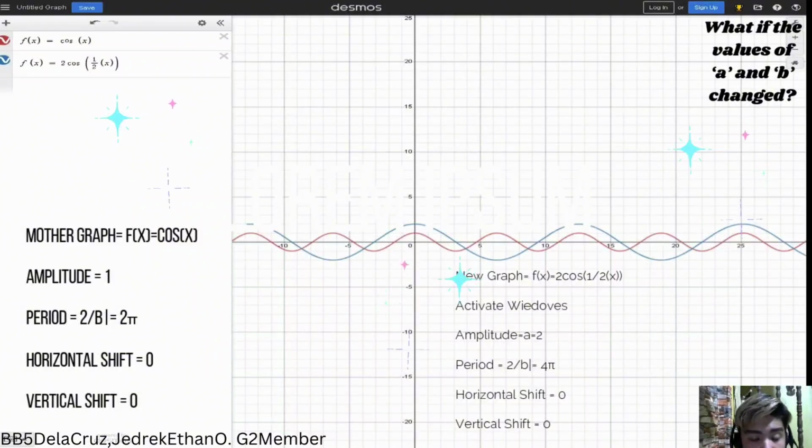Next, in finding the vertical shift, I believe that there is no vertical shift because there is no constant added or subtracted outside the cosine function. In this case, there's no such constant, so the vertical shift equals 0. So the function f of x is equal to 2 cosine open parenthesis 1/2 times x has an amplitude and a period, but no horizontal and vertical shift.